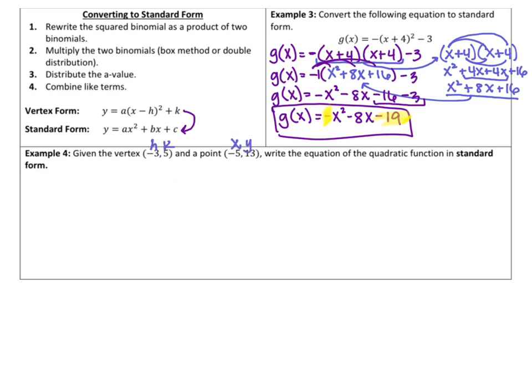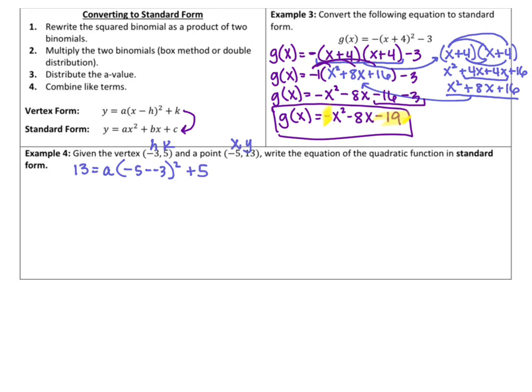So remember, we have to label our h and k and x and y. That's our very first step. So I've labeled my vertex h, k, and I've labeled my point x, y. Now I'm going to plug them in to the equation, or to the vertex form for x and y and h and k. Okay, so you can see I've plugged in my x, y, h, and k. Only letter I have left is a.